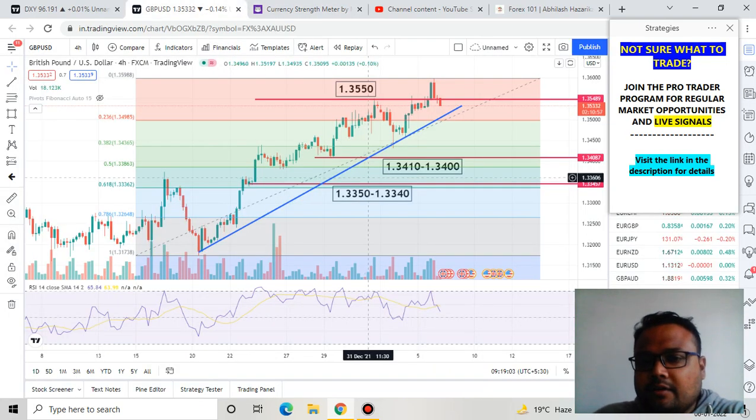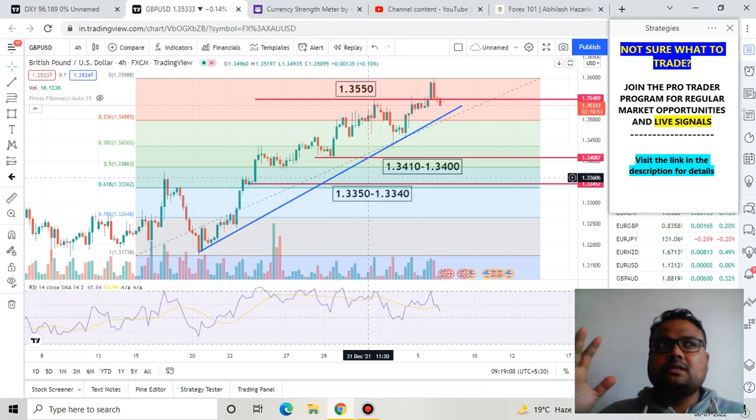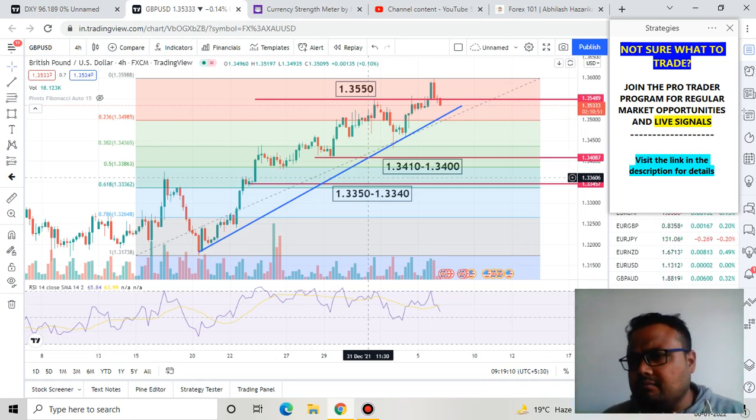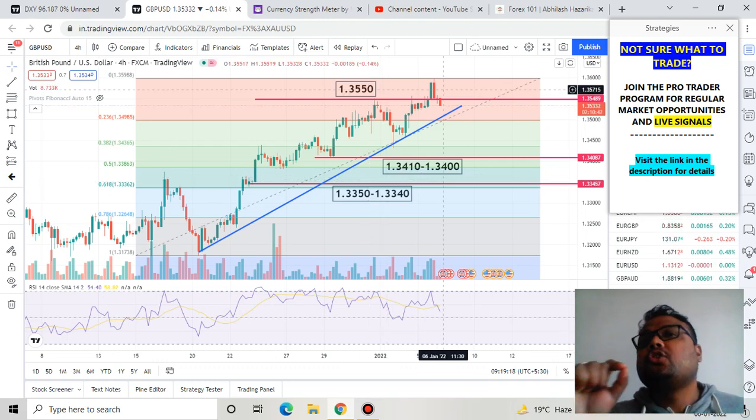Be careful with the chart of GBP USD, and whatever you do, please follow proper risk management, because things are kind of confusing right now. We do not know whether the market will take support or not, because at this particular level we do not have any strong support right now. The strongest support we have is at 1.3450, which is quite far away. So be careful, follow strict risk management, and use the position size calculator as well.